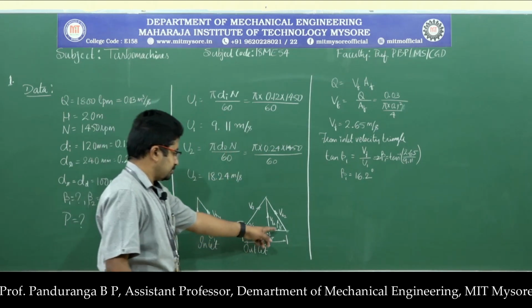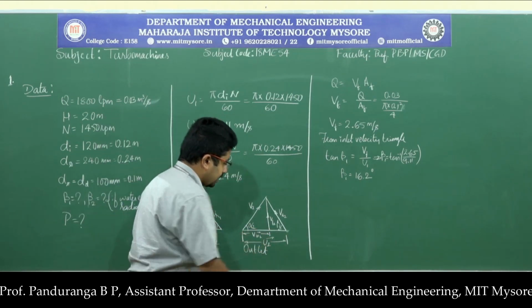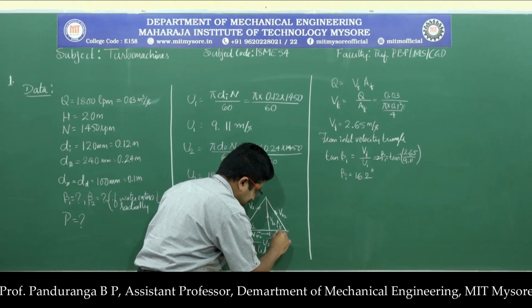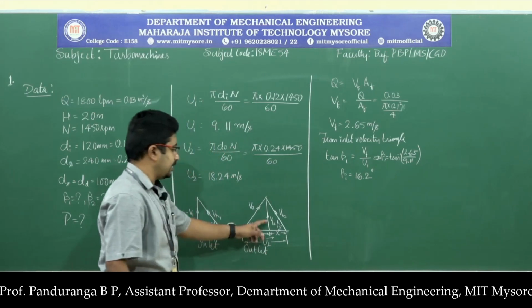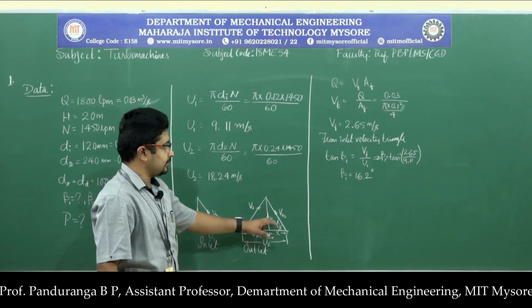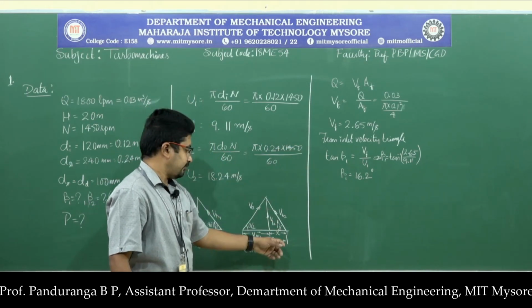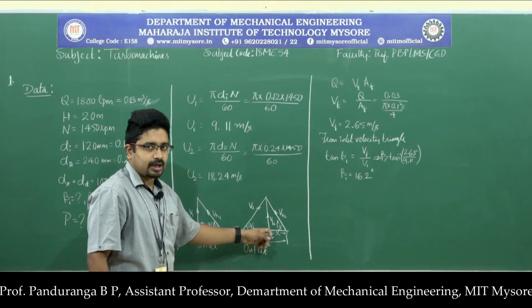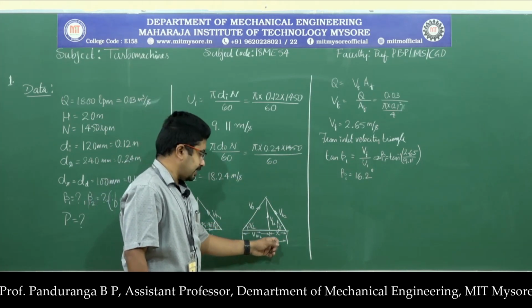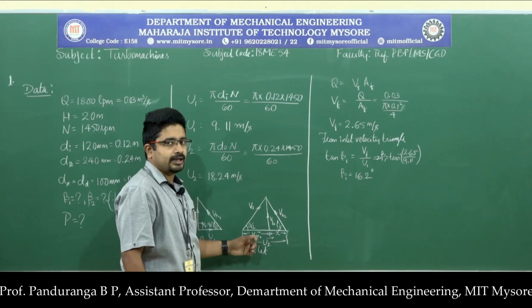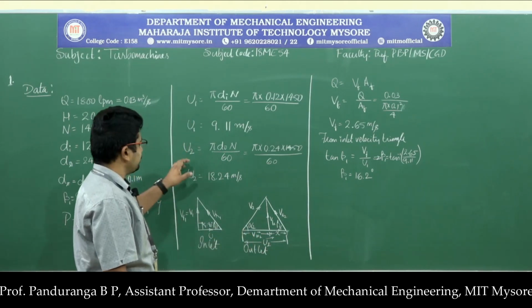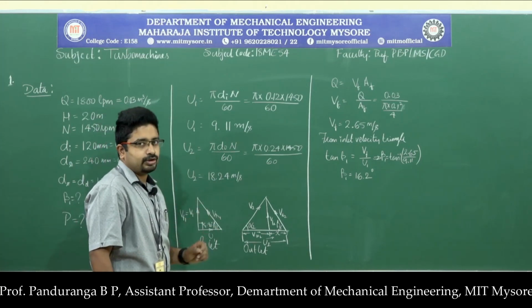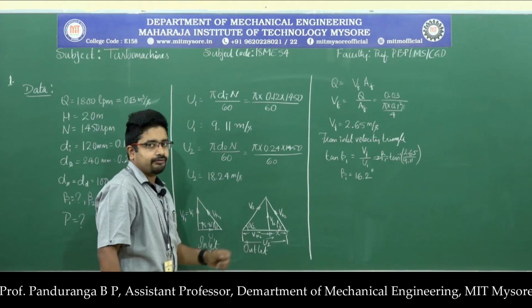Now to find out beta 2, again I need Vf and I need this length, which I will just call x. I need x as well as Vf2. Since I know Vf, now I need to find out x. From the outlet velocity triangle, we can say that x will be equal to u2 minus Vu2. We already know the value of u2. U2 is 18.24. Now we need to find out the value of Vu2.